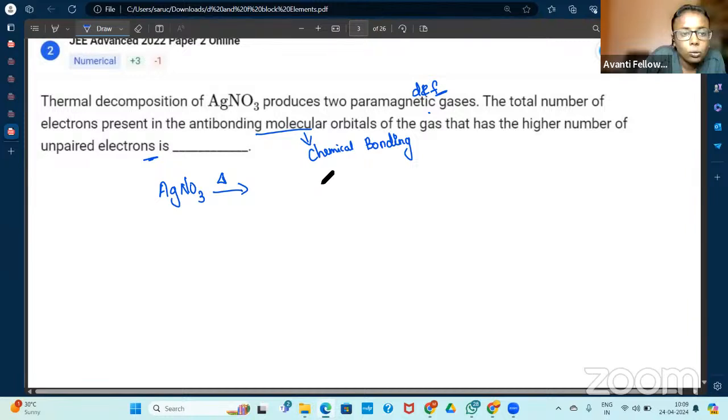Okay, so one will be oxygen, and one will be NO2. Nitrogen and oxygen, you have NO2 gas moving out, and you're getting Ag. Two gases: 2AgNO3 will give you O2 plus 2NO2. So this is the balanced equation. Now, what are the gases you got when you do the thermal decomposition?